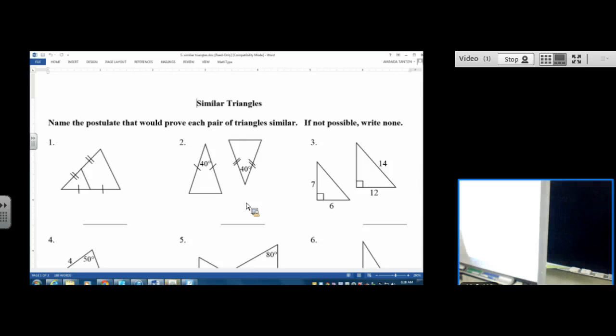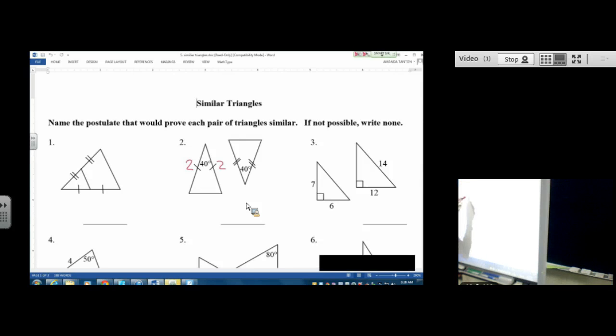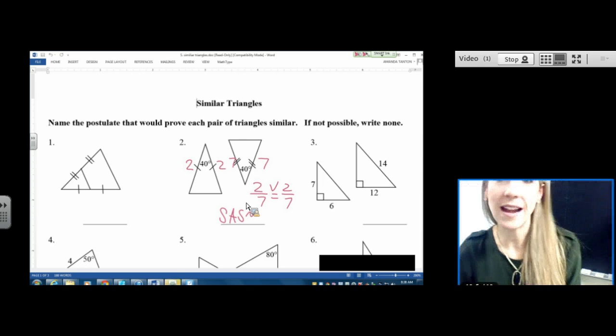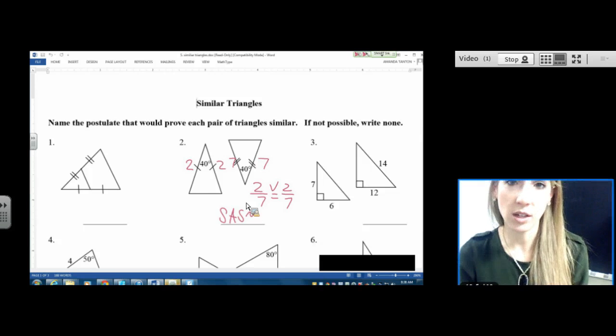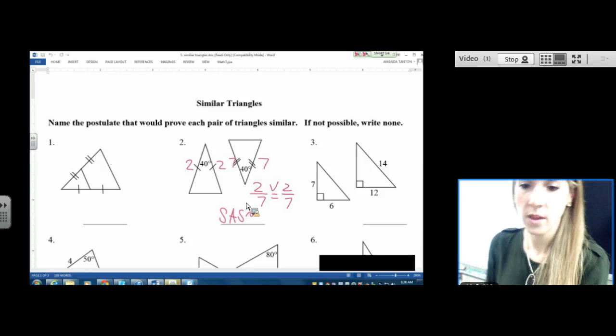So you could make up numbers for these if you do not like to think abstractly. So you could say 2 is to 7 as 2 is to 7. Well, of course that's true. And so these are guilty of being similar by side, angle, side, similarity. Like I said, don't go any further and find extra things that you don't need if the answer is already there with the markings given. That's my answer about that, okay?